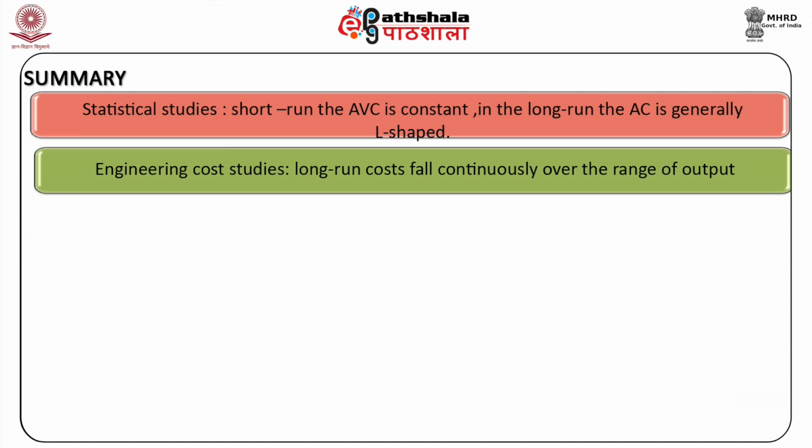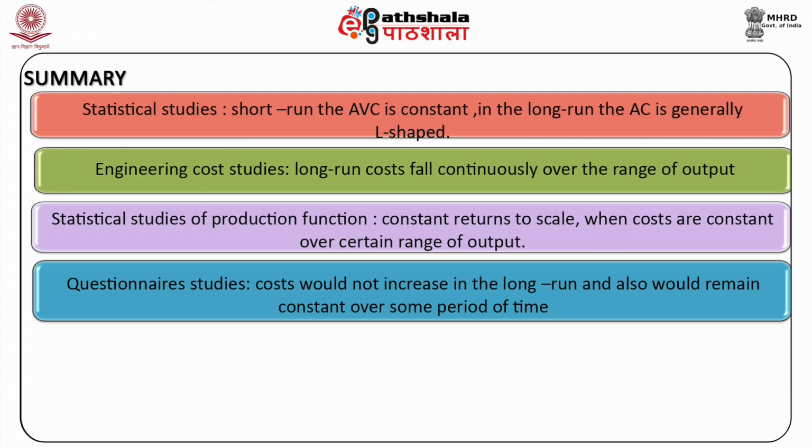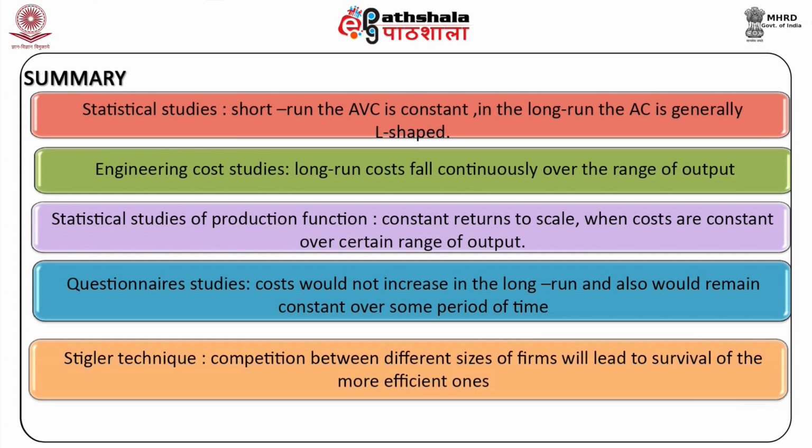The Cook and Booth study concluded that the long run costs fall continuously over the range of output covered by his engineering cost studies. Most statistical studies of production functions reveal constant returns to scale when costs are constant over a certain range of output. In studies based on questionnaires, most of the firms reported that their costs would not increase in the long run and would also remain constant over some period of time. The basic idea of the Stigler technique is that competition between different sizes of firms will lead to survival of the more efficient ones.